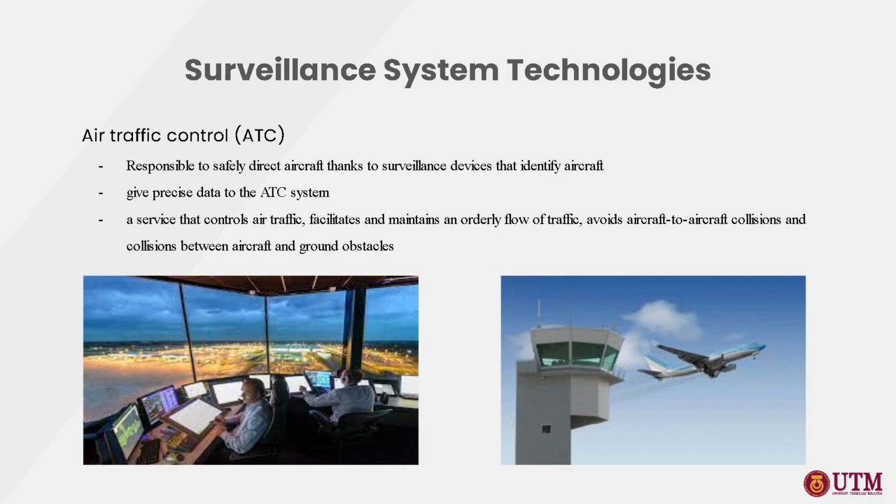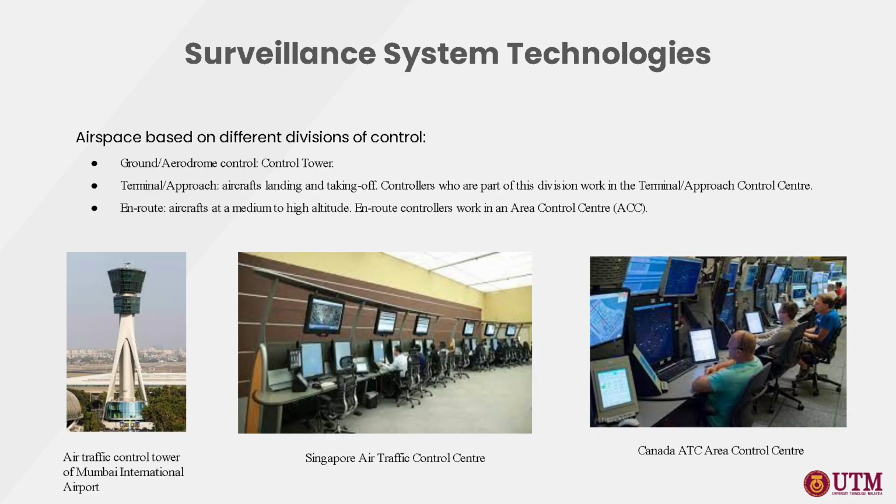It gives precise data to the ATC system, and it is a service that controls air traffic, facilitates and maintains an orderly flow of traffic, avoids aircraft-to-aircraft collisions, and collisions between aircraft and ground obstacles. Airspace is based on different divisions of control. The first one is ground aerodrome control tower, second, terminal approach, aircraft landing and taking off. The controllers who are part of this division work in the terminal approach control center, and lastly, en route aircraft at a medium to high altitude.